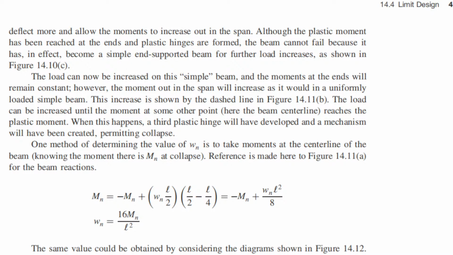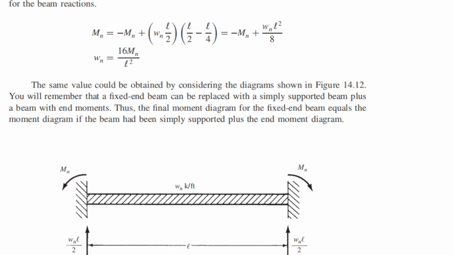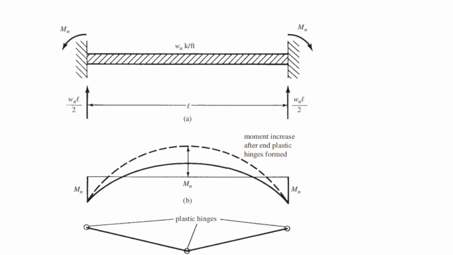Remain constant up to what? 100, because that is supposedly the nominal moment. It will not go any further. Still, it will stay at 100. However, the moment out in the span will increase as it would in a uniformly loaded simple beam. This increase is shown by the dashed line in figure 4.11. Where is the 4.11? Here. This is the dashed line.